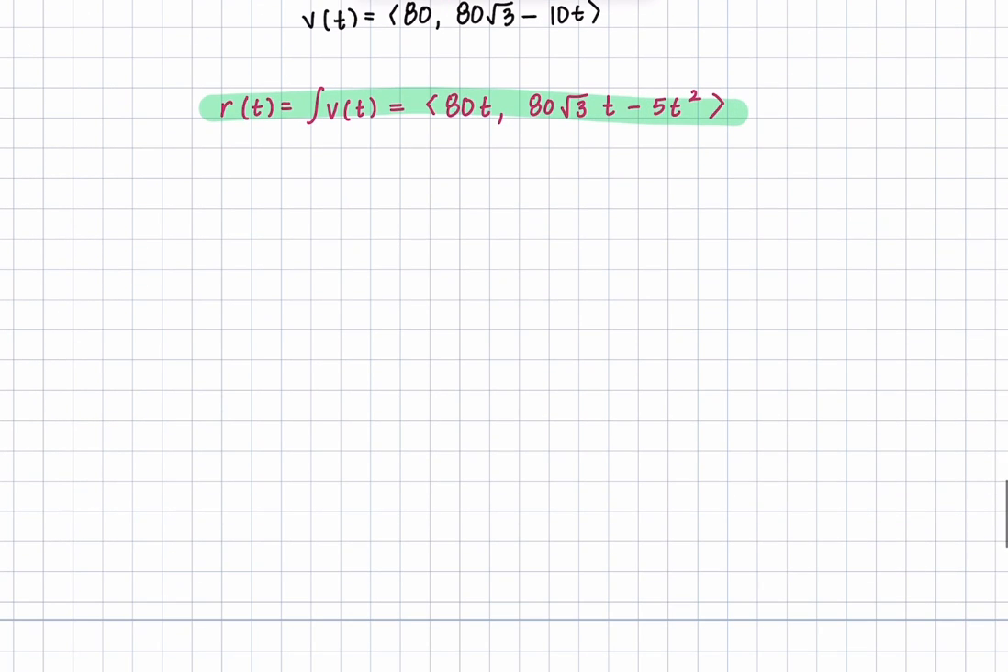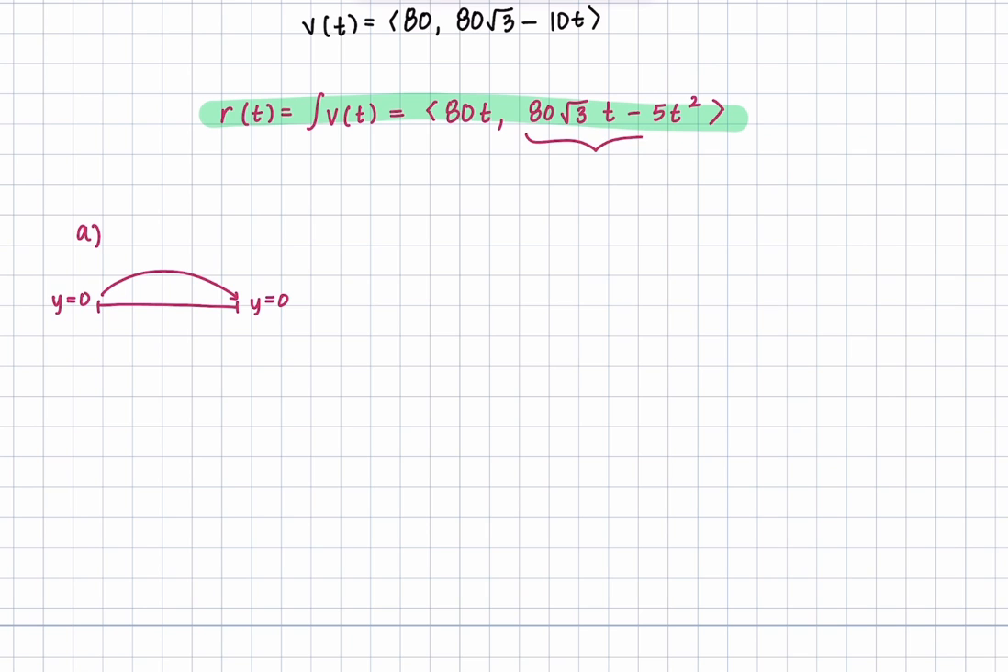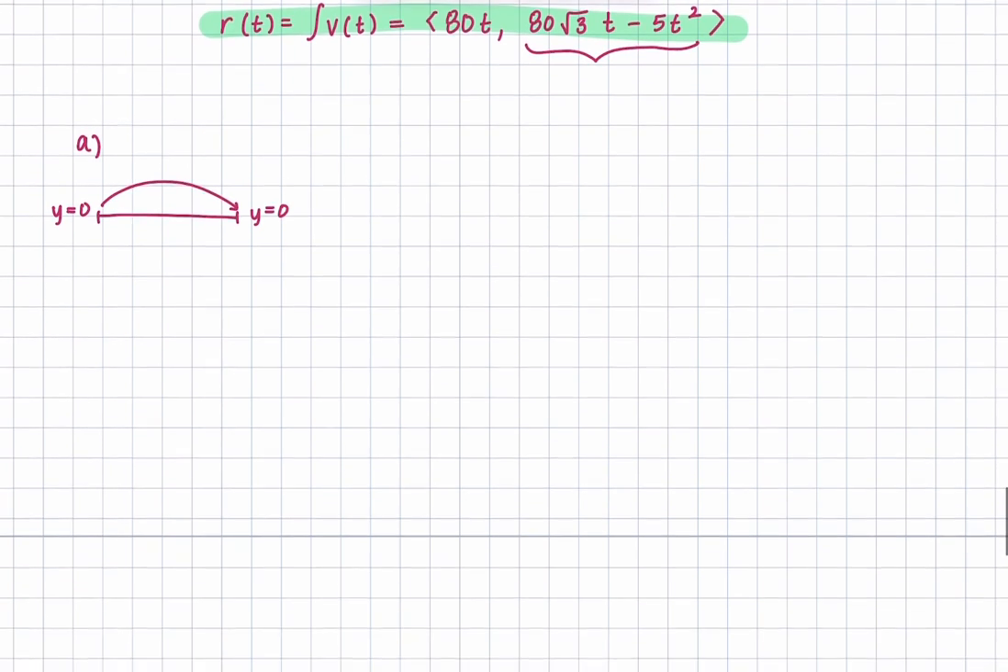Now let's go on to part A of this question, which is finding the range of the projectile. The range is when we have maximum position in the x direction. So where is the object landing? This is also when y equals 0. It's going to start at y equals 0, and it's also going to end at y equals 0. So based on that, I'm going to set this part of my position vector to 0.